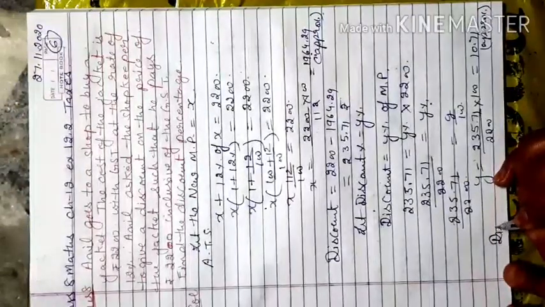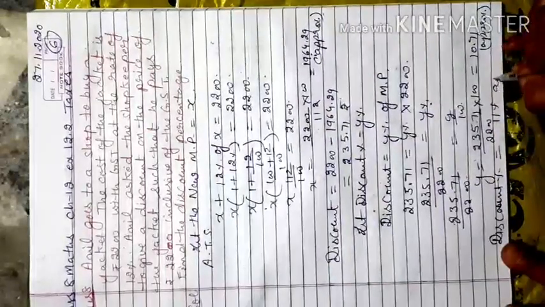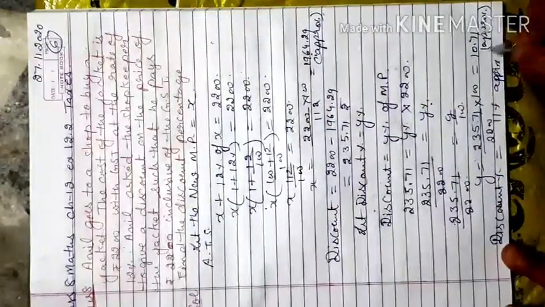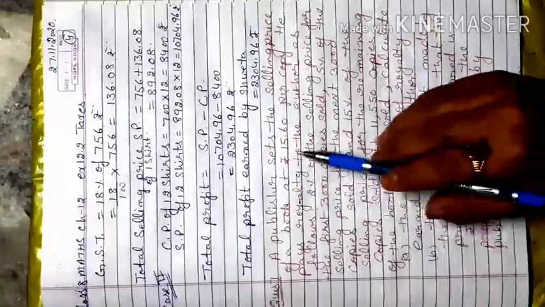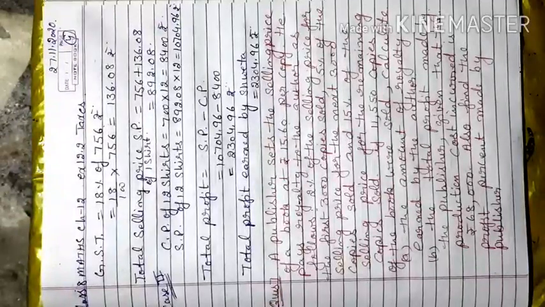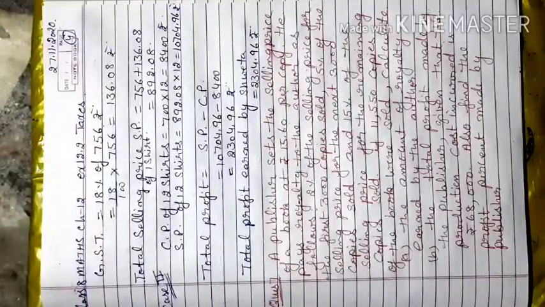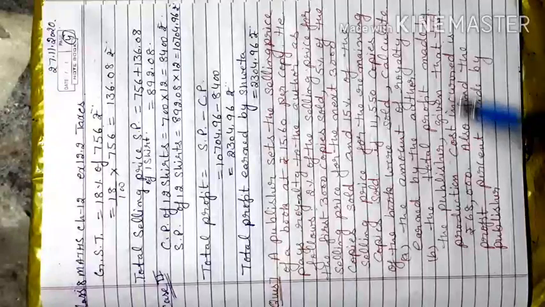So that means the discount percent is equal to 11% approximately. That was the value of this one. Now next, in question number 7, a publisher sets the selling price of a book at rupees 15.60 per copy. In short, an author writes the book, the publisher prints it and sells it in the market. The price set by the publisher is 15.60.